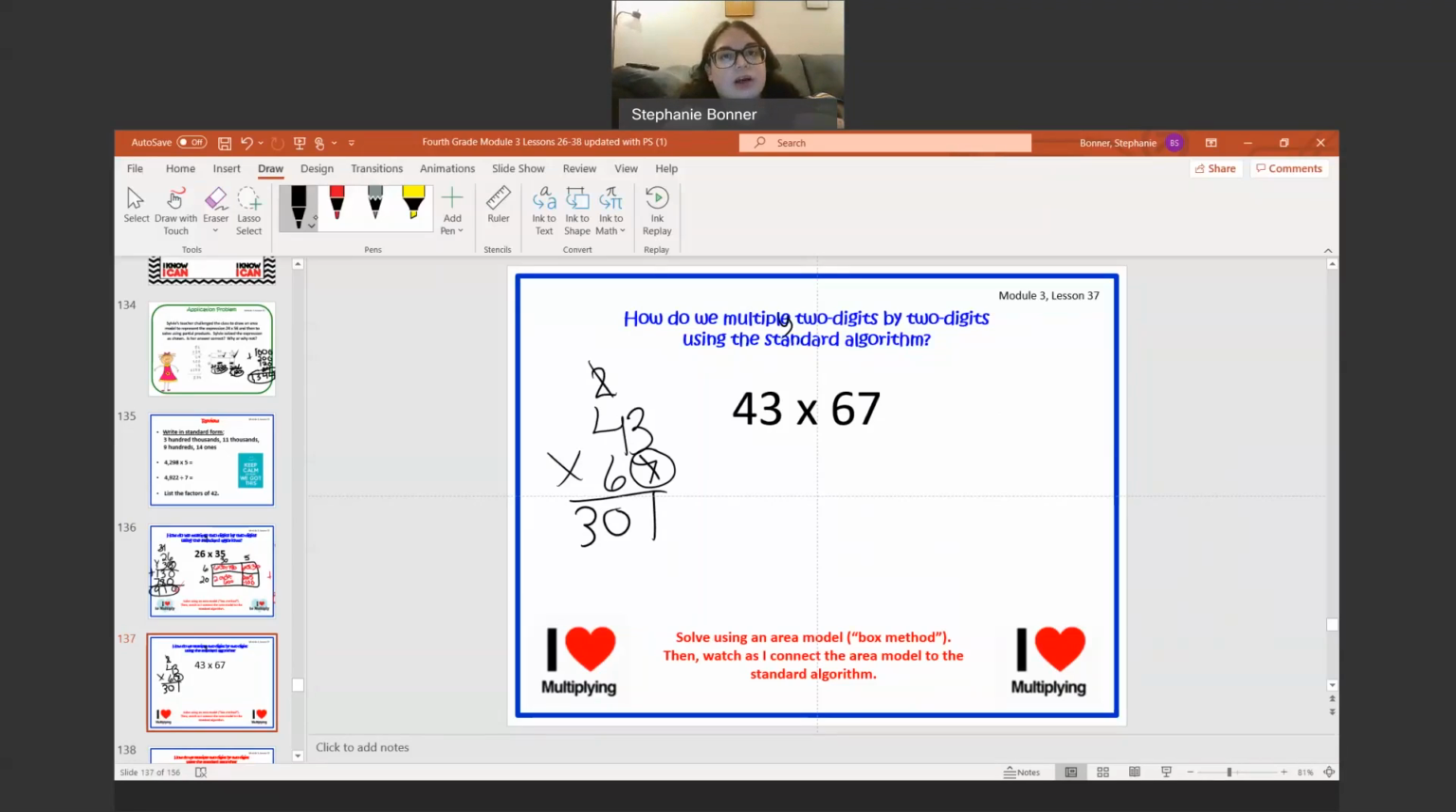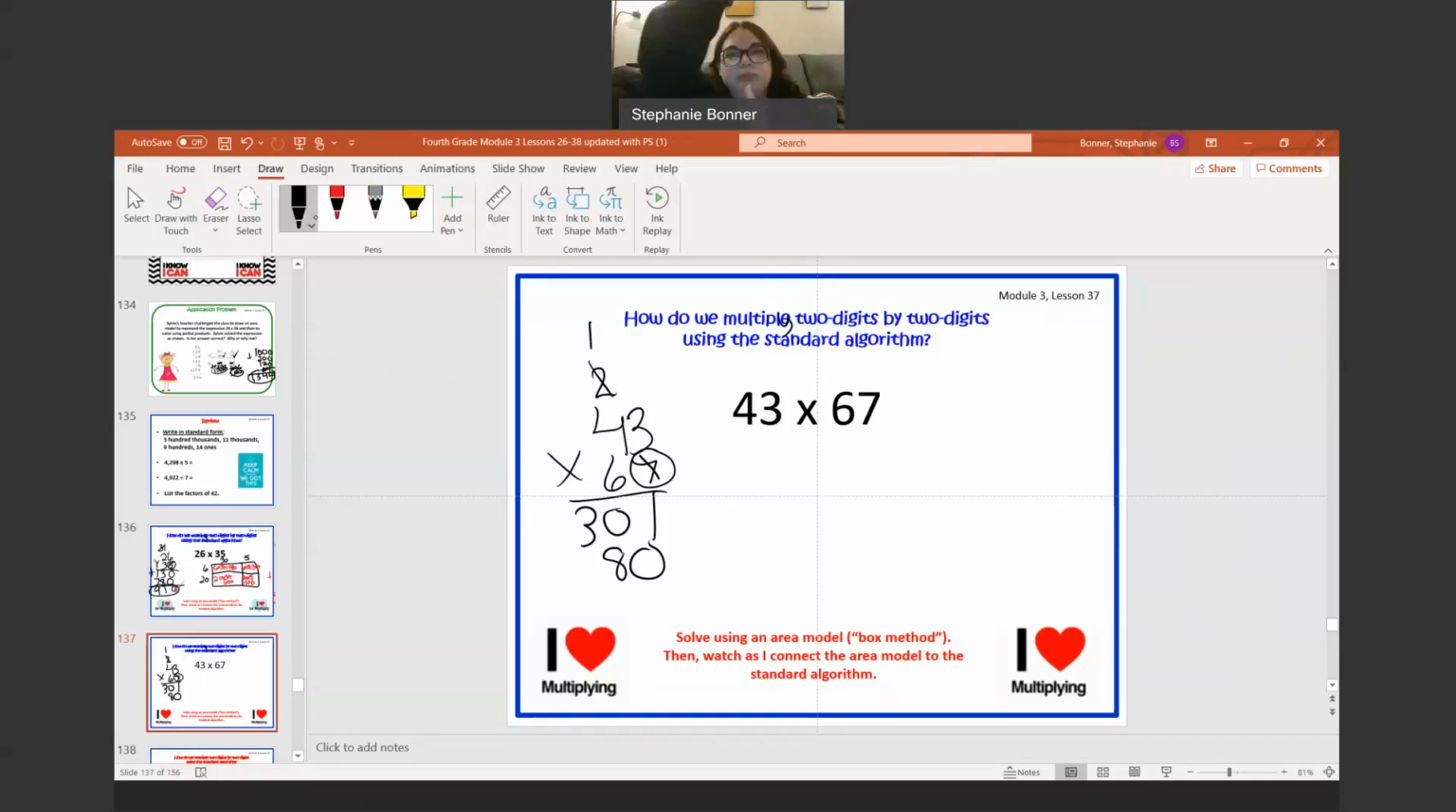And before we let the 6 go and visit anyone, we have to remember that we're shifting over to the tens place. So that means we have to put a place value. And that place value is going to be a 0 right there in the ones place. So let's do 6 times 3. We go back to the ones place first. 6 times 3 is 18. Leave your 8, carry your 1.